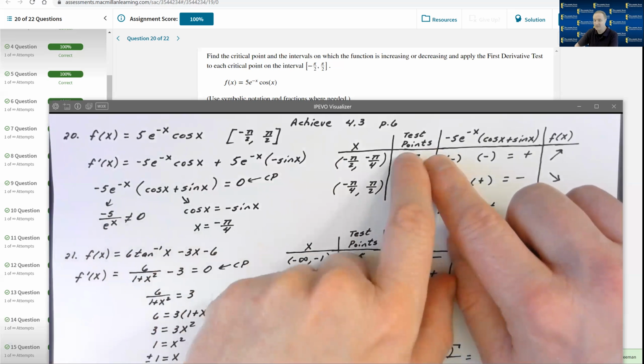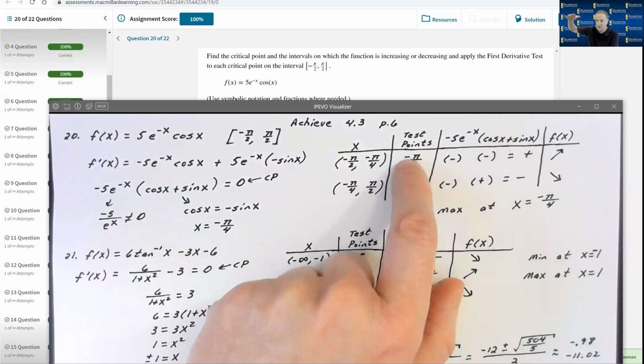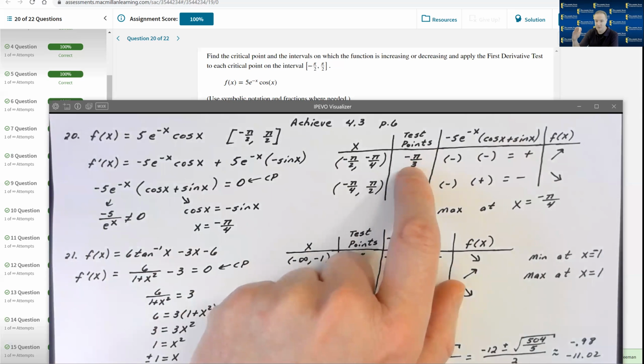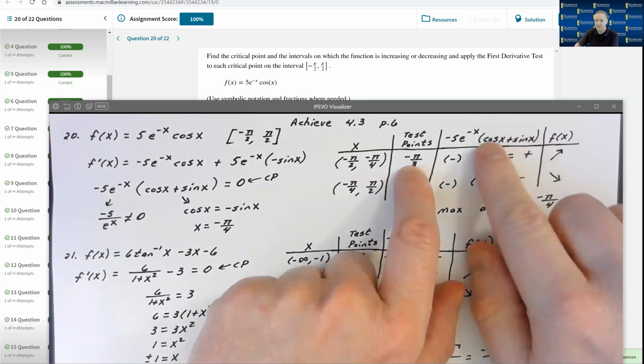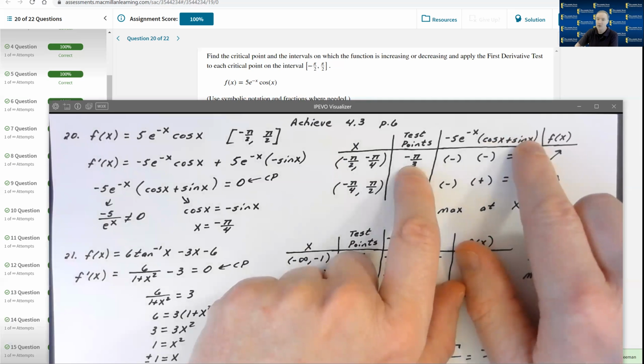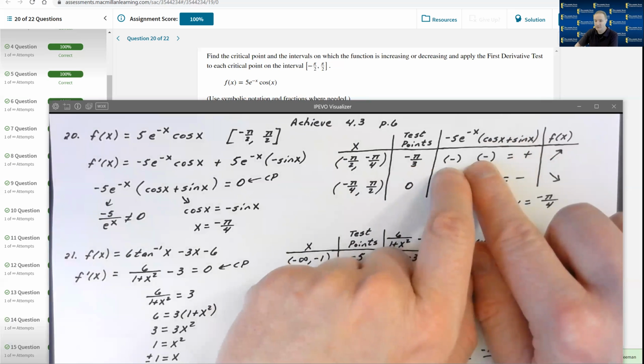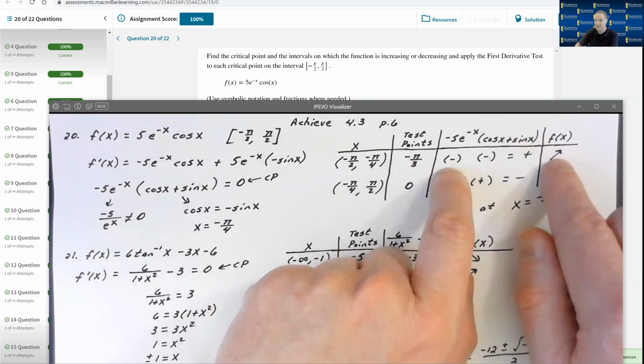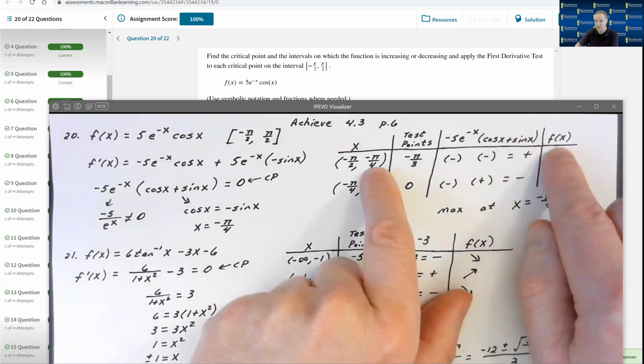When I plug in a negative pi over 3, now you need to be thinking in terms of the unit circle. Negative pi over 3, same thing as 5 pi over 3 on your first rotation of the unit circle. Your cosine is positive 1/2. The sine is negative square root of 3 over 2. It goes down more than it moves to the right. And so in this first region, the cosine is 1/2, your sine is the negative square root of 3 over 2. 1/2 plus a negative square root of 3 over 2 is going to be a negative. So I'd have the product of two negatives. That's a positive. And I know my function is increasing initially up to that critical point.